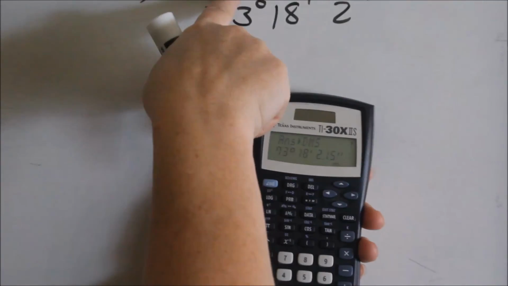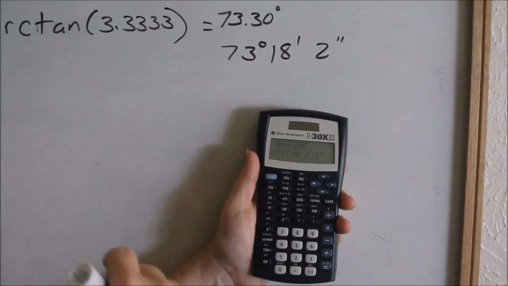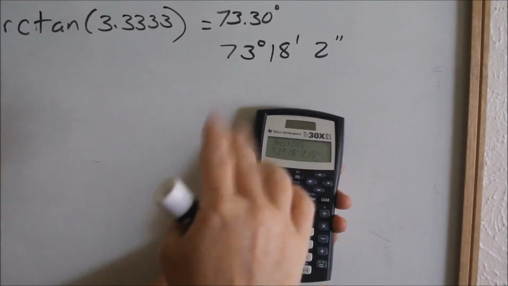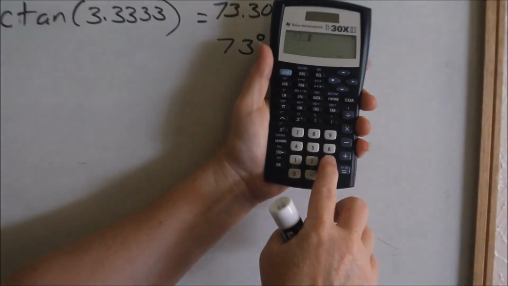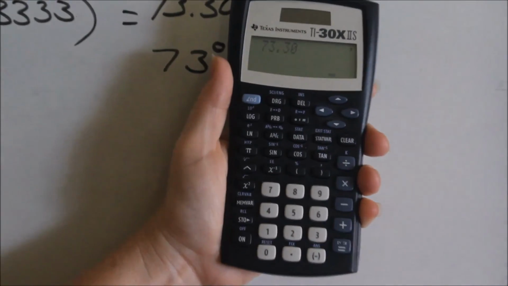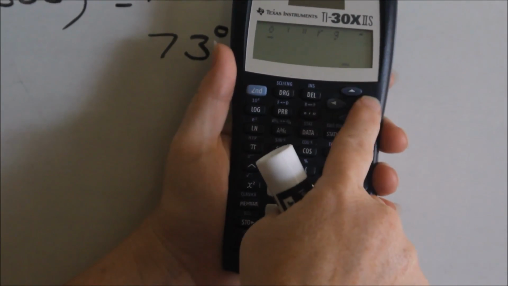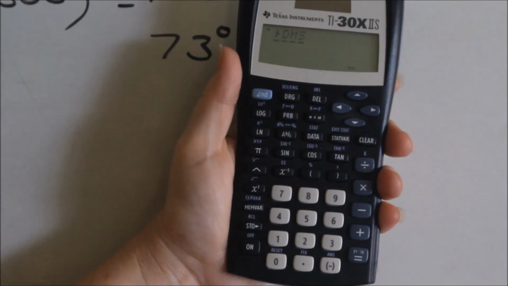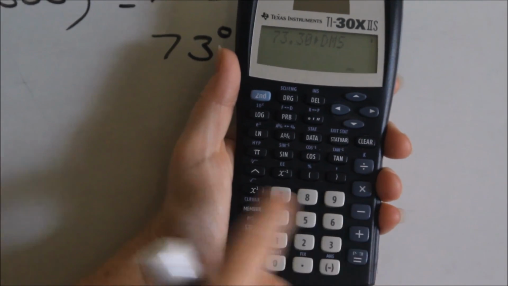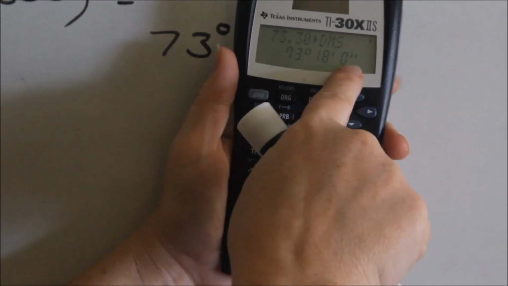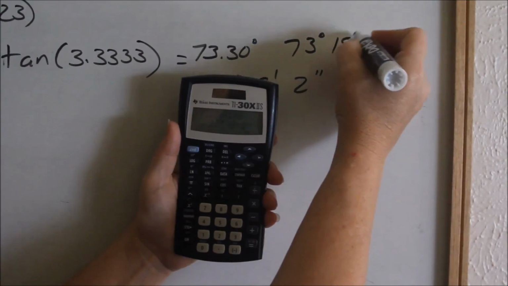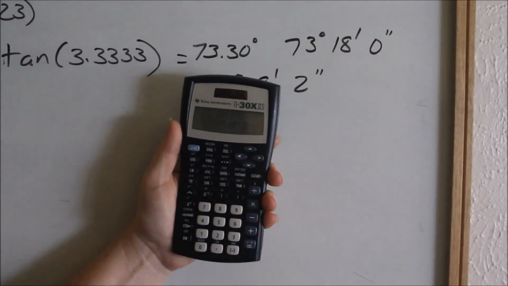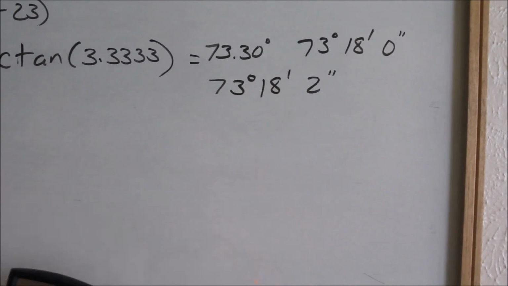So now I'm going to go back and just put in straight this value with rounding. So let's just say I did 73.30. Hit my degrees, minutes, seconds button, arrow over to my DMS, hit enter one more time, and then you can see how it changes to 73 degrees, 18 minutes, and 0 seconds. This is the difference in rounding.